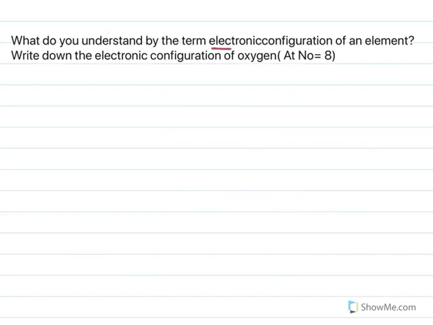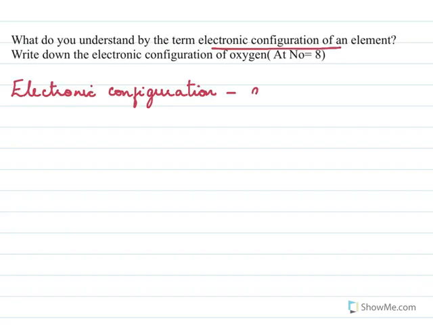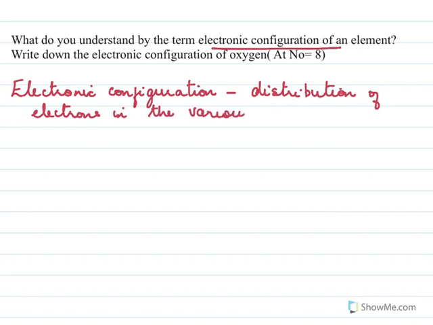What do you mean by the term electronic configuration of an element? Electronic configuration is a distribution, or you can say arrangement, of electrons in the various shells or energy levels of an atom.